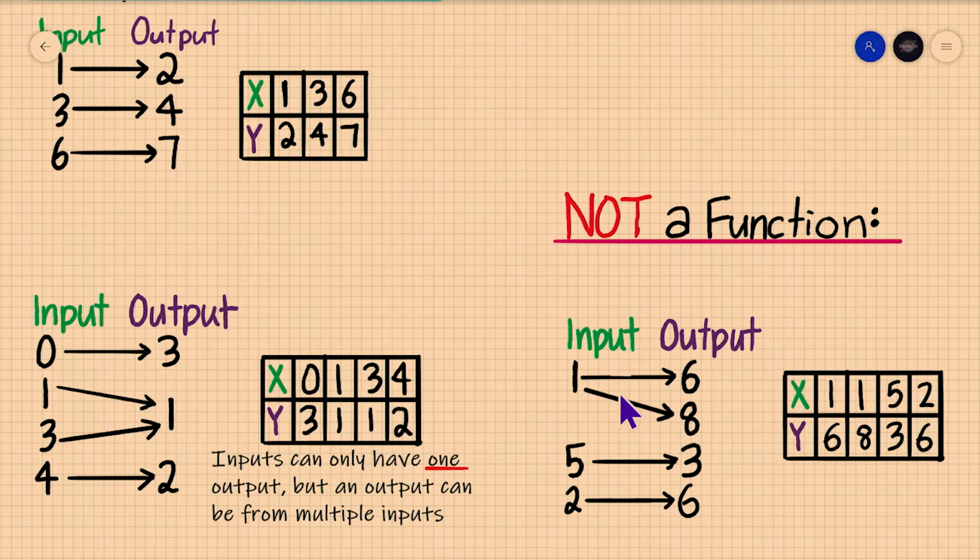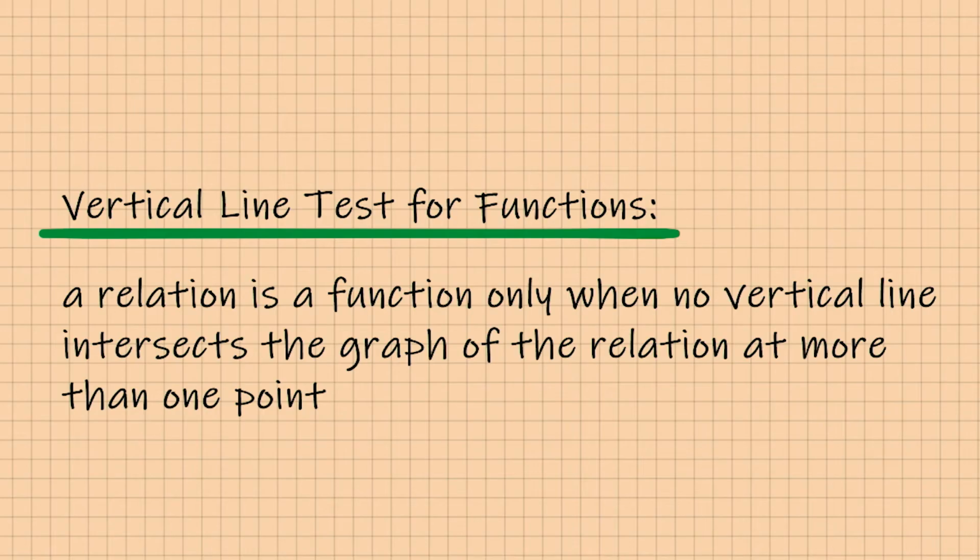So now I will be showing you how to graph functions on a graph and how to test whether it's a function on a graph or not. A simple rule that always works for functions is called the vertical line test. The vertical line test basically says a relation is a function only when no vertical line intersects the graph of the relation at more than one point. Once again, I understand this is a super textbooky definition and it's not easy to understand just by reading it once. So I feel like giving you examples would be a lot better.